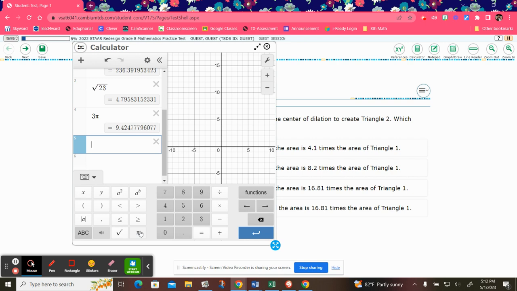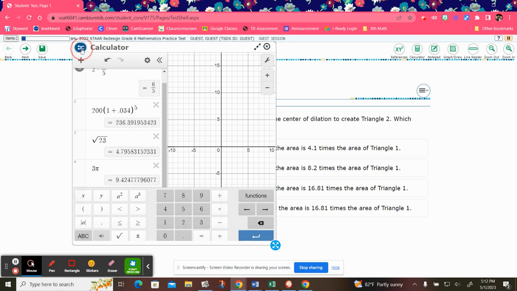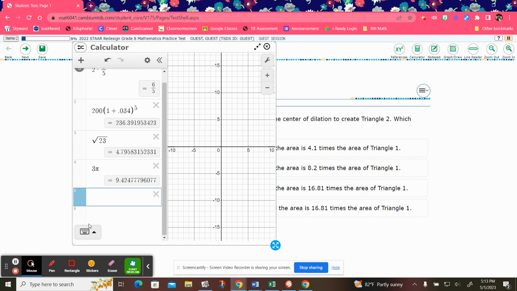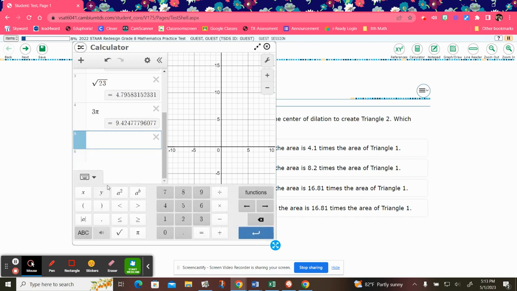So again, this is just another tool to go along with the yellow calculator that you will already have. Okay, so you don't have to use it. I just wanted to show you that it is here and it is available to you. So again, when that pop-up comes up, I chose the Desmos Graphing Calculator, okay? And to type in answers, I click Show Keyboard.